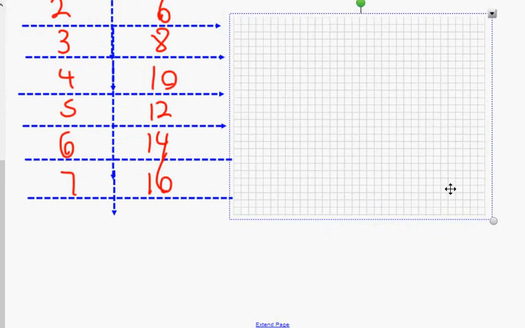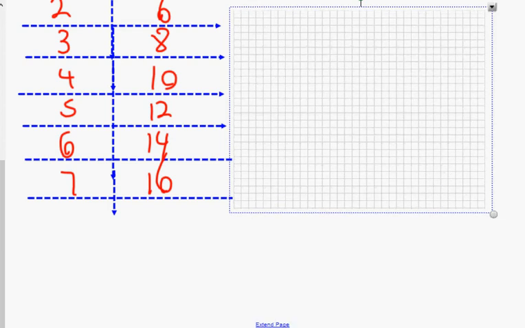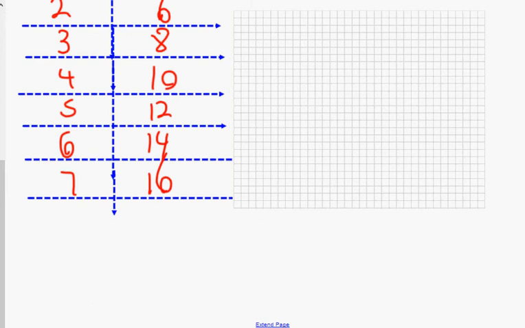I'll fit it in over this side, alright? And it'll be really small, but it'll do the trick. Okay. So, what we're going to do here is the following. Just do a line going downwards and a line going across.